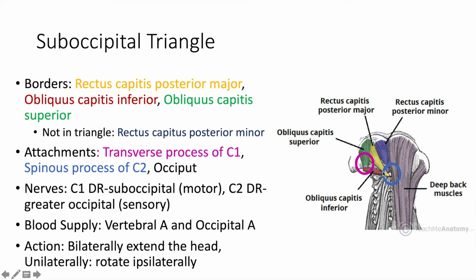The other corner of our triangle is the spinous process of C2, and that is where rectus capitis posterior major and obliquus capitis inferior from our suboccipital triangle meet, and also rectus capitis posterior minor meets there. Our nerves: C1 is suboccipital, motor, and C2 is our greater occipital, and that's sensory. Our blood supply is our vertebral artery and our occipital artery. These bilaterally extend the head, and unilaterally rotate the head to the same side.